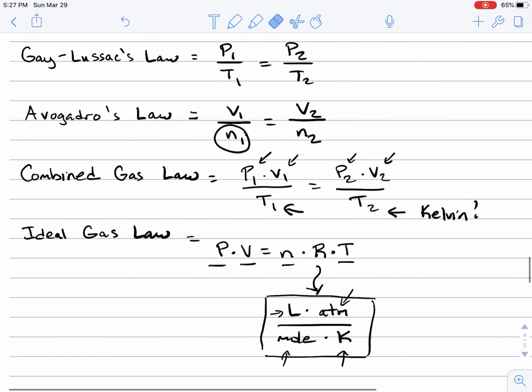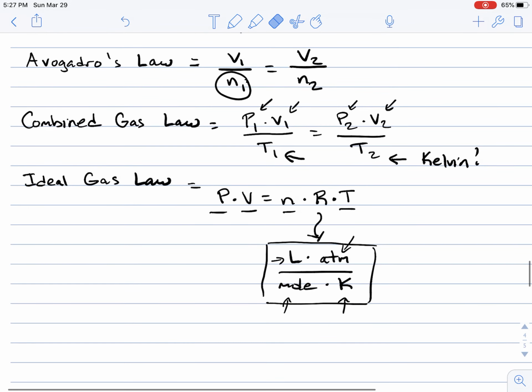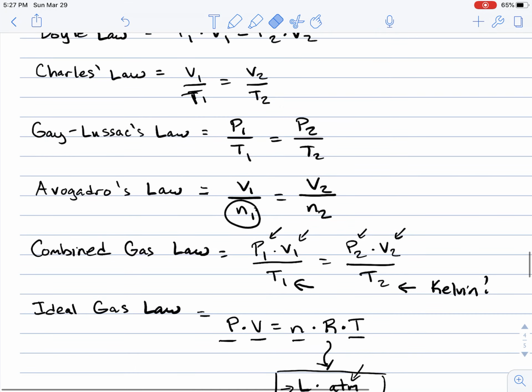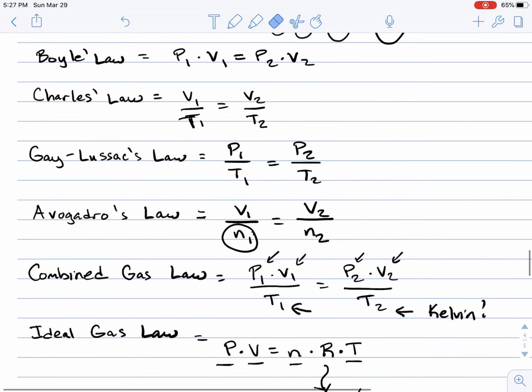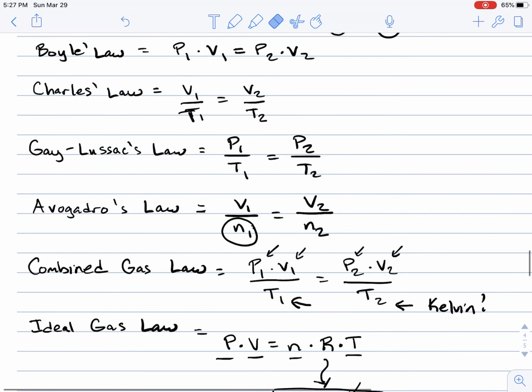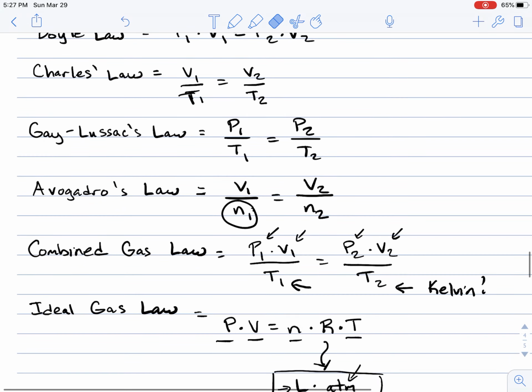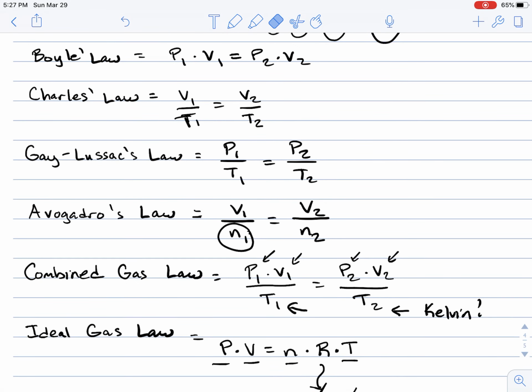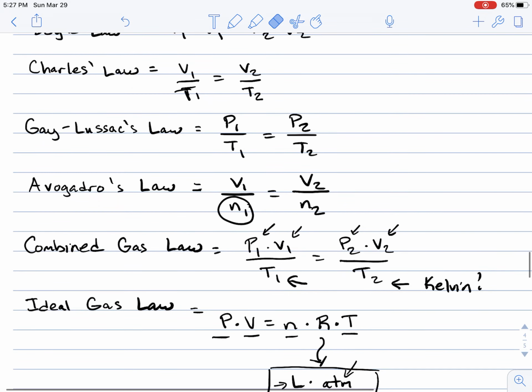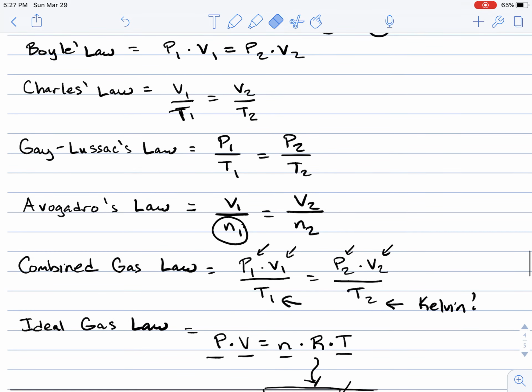Cool. So long story short, these are the main equations that you guys are going to be using to determine the amount of pressure, volume, temperature, or moles that results from a change in the other variables.